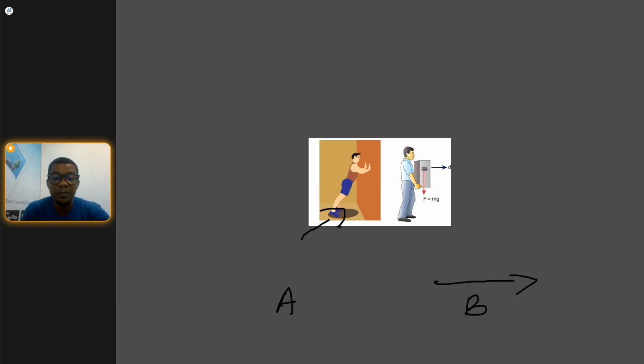Okay, that's my question. I said between Mr. A and B, who has performed work? Mr. A is pushing the wall, and the wall is static. It can't move. Mr. B is holding an object in his hand and is moving towards a direction. So my question is, among the two men we have here, who has performed work? Is it Mr. A or Mr. B?